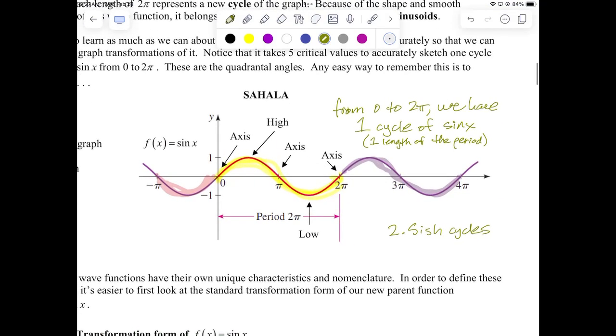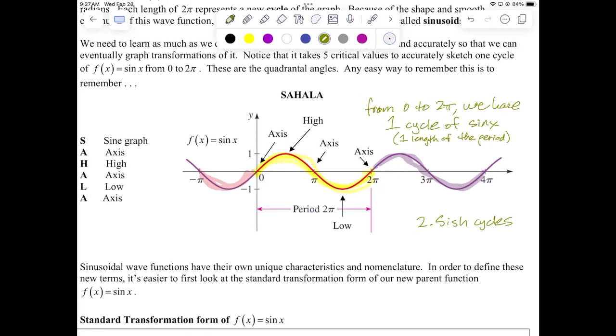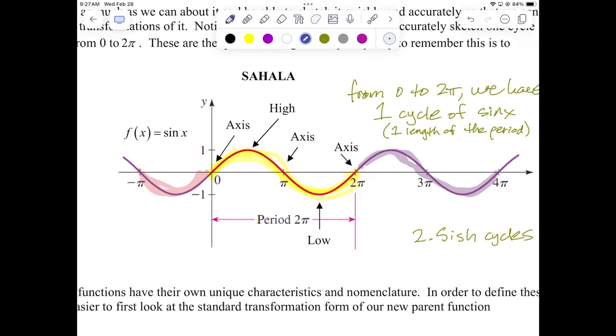Okay. Now we're going to talk about this function. This is going to become a new parent function. You're going to be expected to graph the sine function from memory, including all of its characteristics. Okay. So to help you remember how to graph the sine function, I came up with this mnemonic years and years and years ago, and I've used it every single year. It's called the Sahala mnemonic.